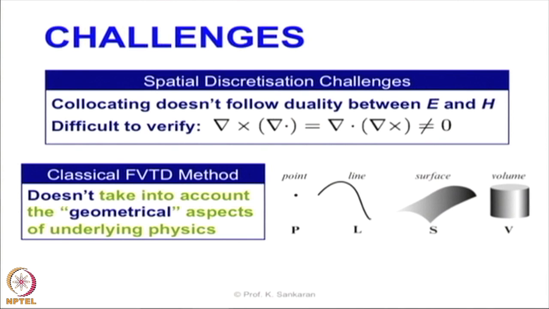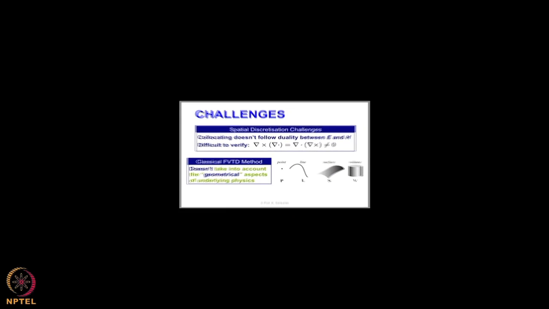We also briefly alluded how and why co-locating electric and magnetic fields in space and time affect the duality relationships that exist between them. We mentioned the collocation in space and time while using the finite volume formulation doesn't consider the underlying topological aspect of the electromagnetic quantities.